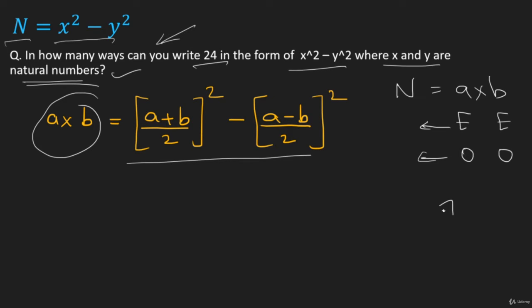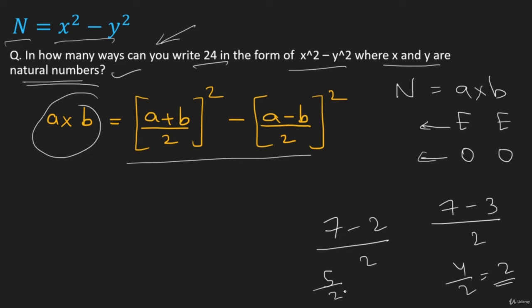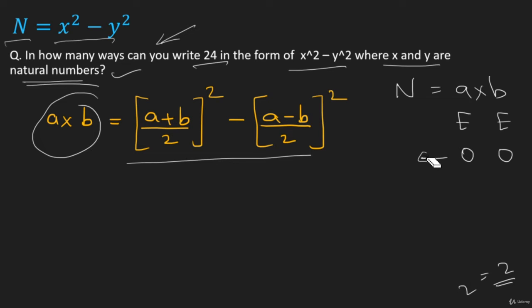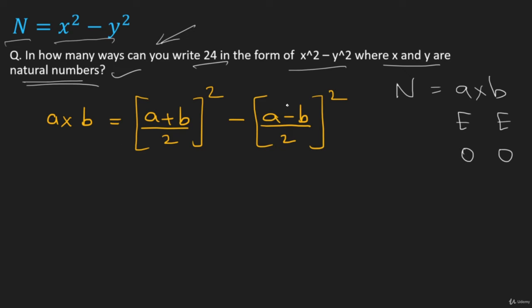So for example, 7 and 3, if you do 7 minus 3 by 2, that's 4 by 2, that's equal to 2. But say you're taking an odd number and an even number, say 7 minus 2 by 2, that is equal to 5 by 2, which is not a natural number. That's 2.5, which is not a natural number, right? Therefore we need to make sure that when we write n as a into b, both a and b should be even or both should be odd. Alright, keeping this in mind, let's try to write 24, which is the number as per this question, as even into even or odd into odd.